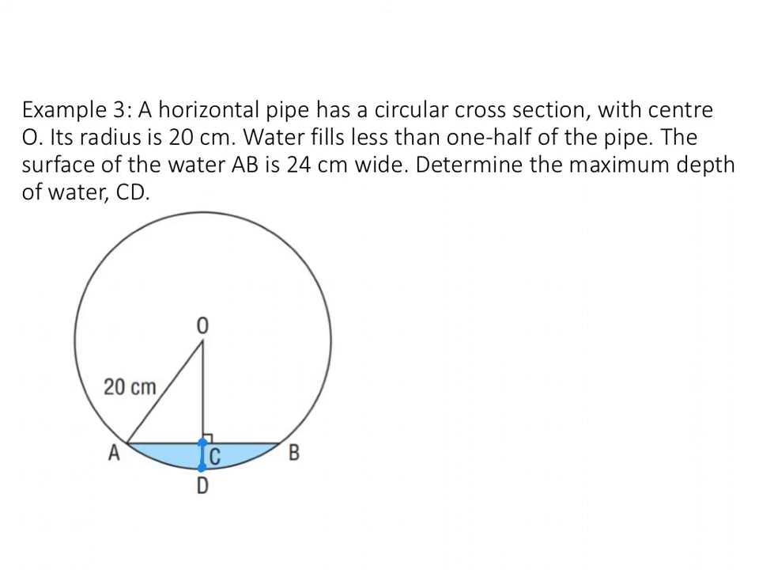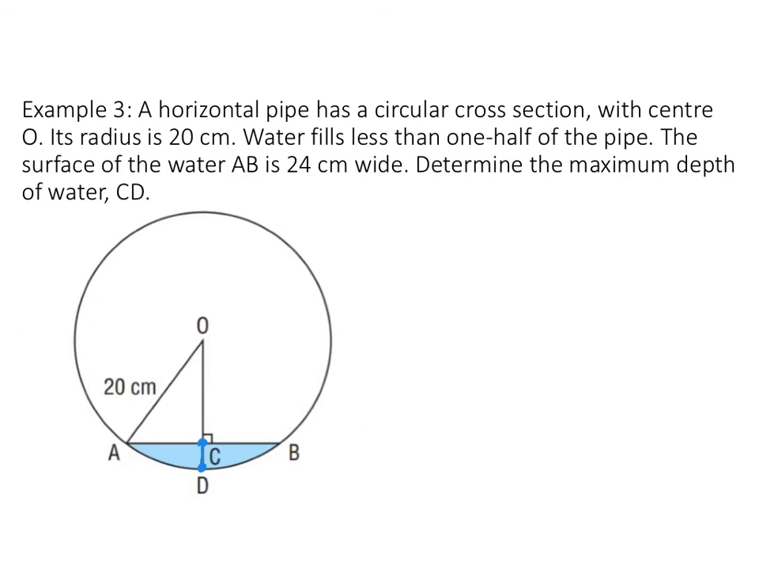Well, if I know the length from O to C, that would probably be helpful because I know that O to D is the same as my radius. So if I can find O to C, that will help me figure out what C to D is. If that doesn't make sense, I'll walk you through it.